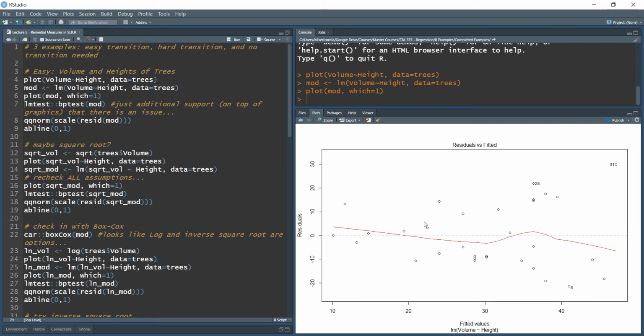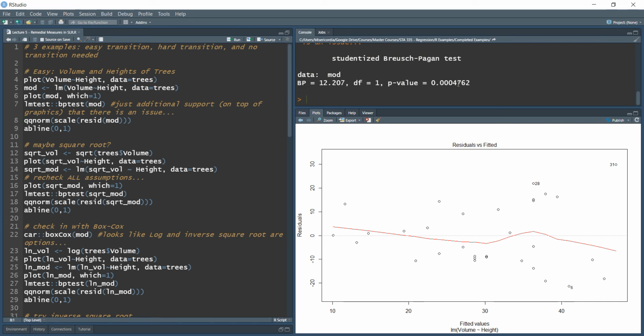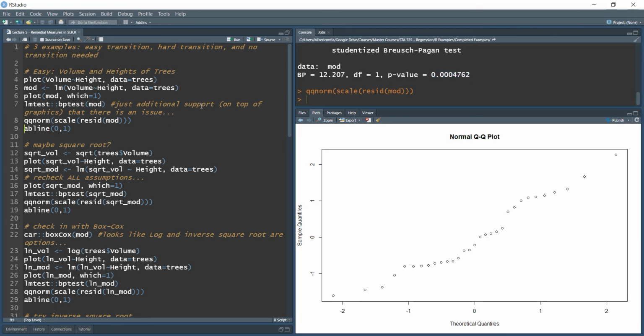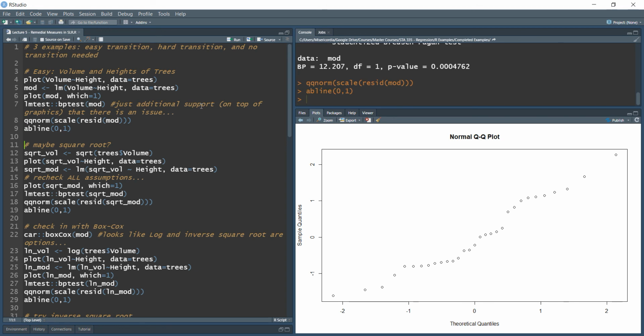This could just be a fluke, so I might run the statistical test to check it out. Looking at the statistical test, the Breusch-Pagan, it seems that this is a statistically significant effect where my homogeneity of variance, or homoscedasticity, has been violated. To finish out checking my assumptions, I'm going to look at the normality plot, and I see that this looks relatively good.